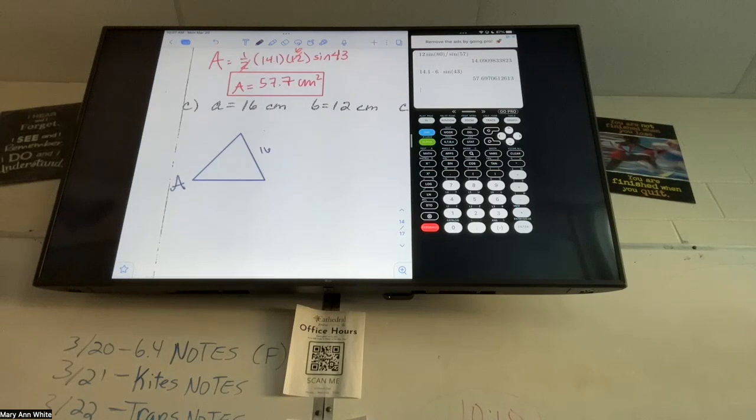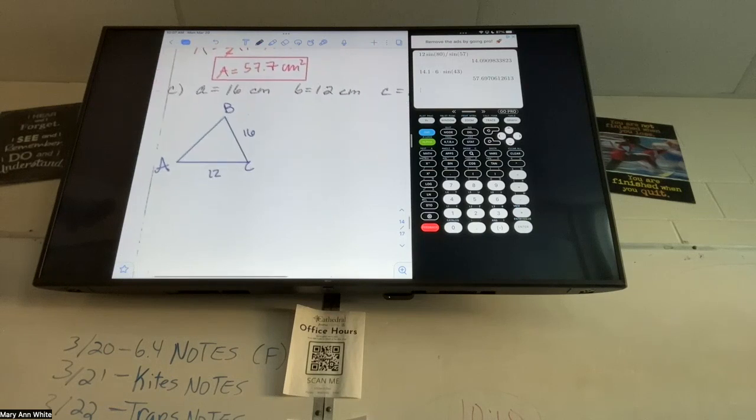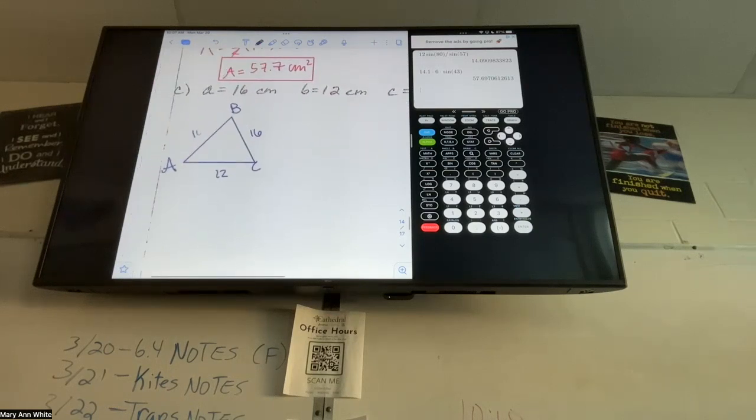So little a is 16. Little b is 12, and then little c is 10. Do I have two sides and its included angle? No. Can I find an included angle? Yeah, using what? Law of cosines. Does it matter which angle I find? No, whatever one you want, just be consistent.